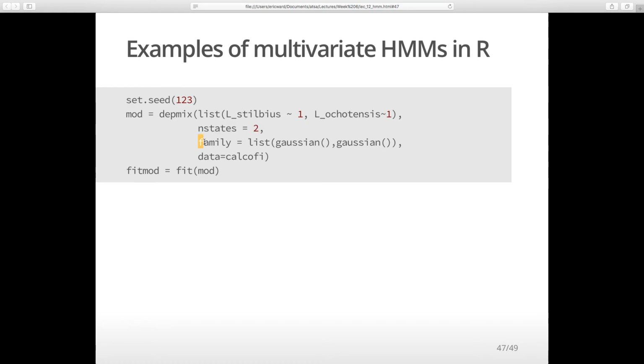Our family object here will now be a list, and so you can have a different family for each of the different input variables that you're including in your response list. Each of these is going to be assumed to be Gaussian because we've log transformed the raw catch per unit effort. So again, the call should look very similar to what we did before with the univariate setting, with the exception of adding these two lists. And again, we can use the same fit call to actually fit the model and estimate the parameters.